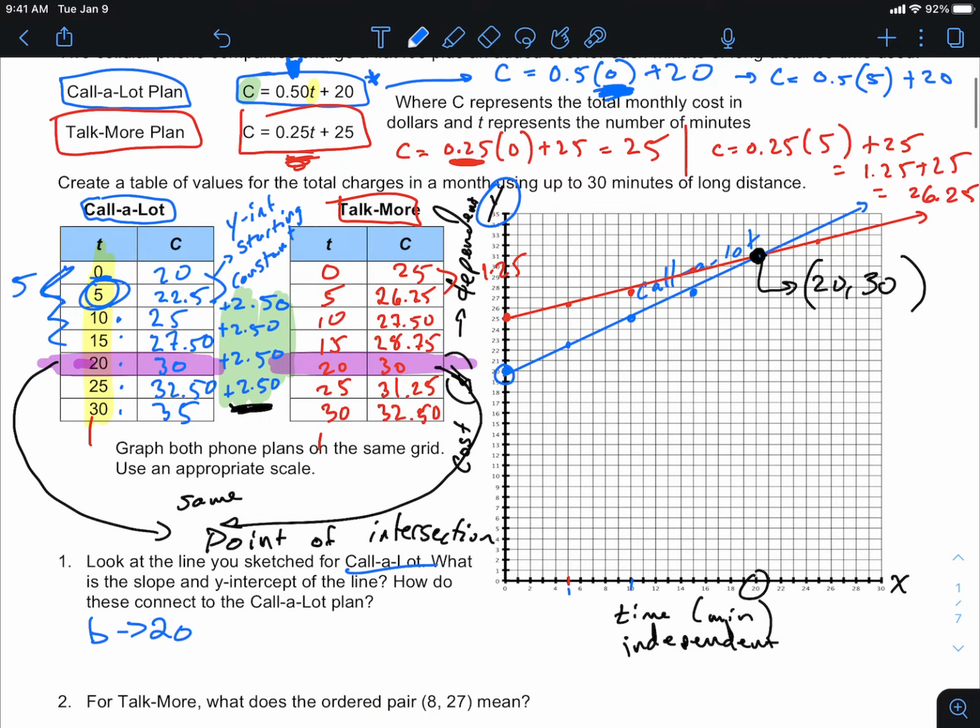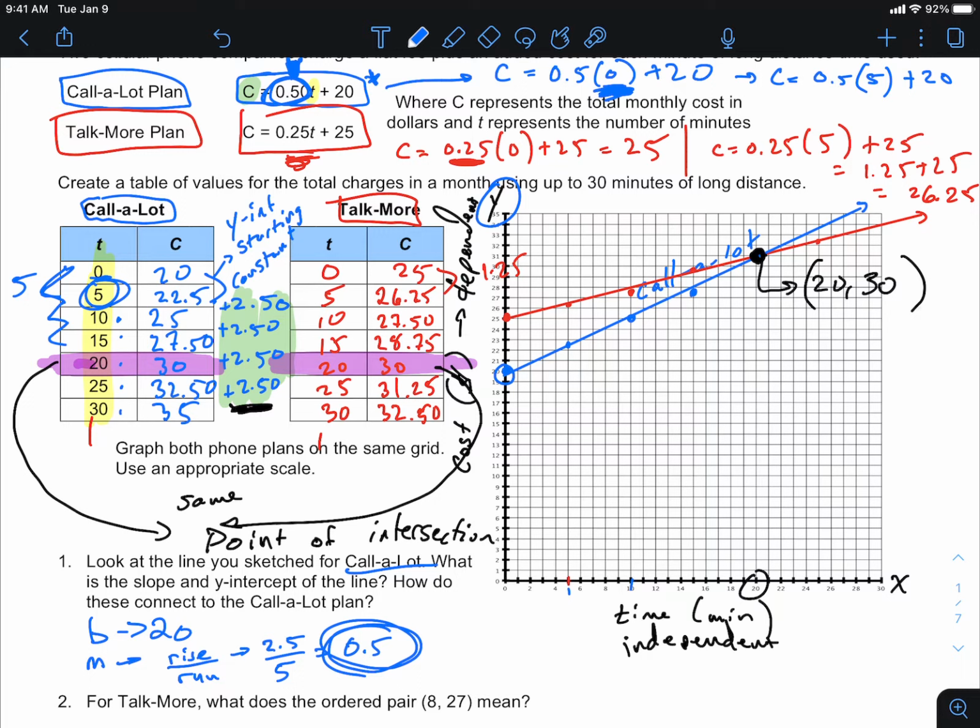Okay? What is the slope, or how do we move around? Well, we have a rise over run, which is 2.5 over 5, which is 0.5. Where do I see this number? Right here, in front of the variable.